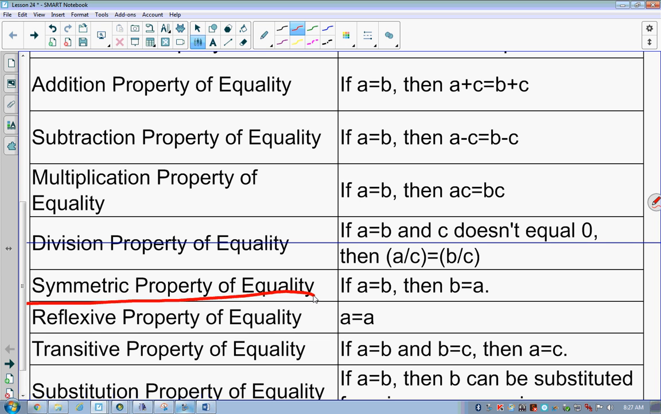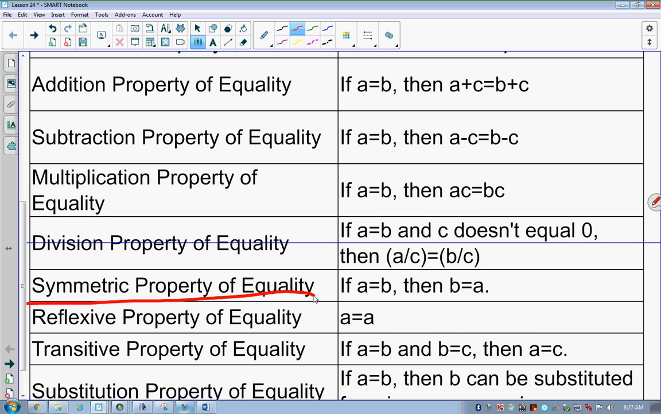Reflexive property of equality. My Algebra 3 people should be familiar with this. Basically, if something is equal to itself, it's reflexive. Transitive property of equality. We've dealt with this a couple of times up until now. We've talked about the transitive property in terms of the law of syllogism, right? If A equals B and B equals C, then A equals C. That's the transitive property.